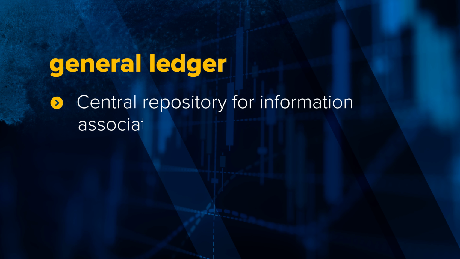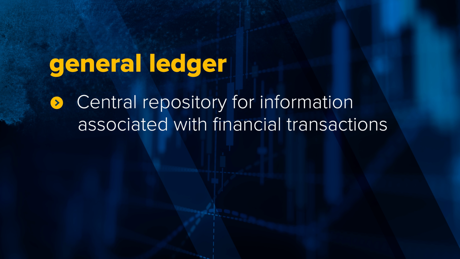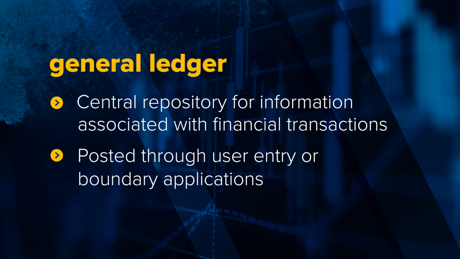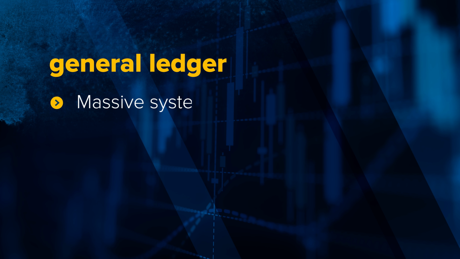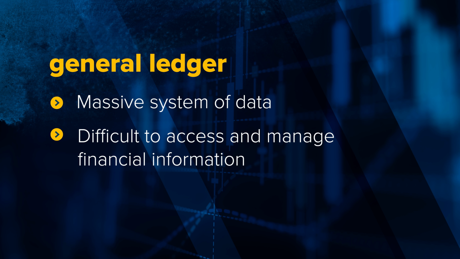In our current system, the General Ledger serves as a central repository for all detailed information associated with the financial transactions at UC Davis. Transactions are posted to the General Ledger through user direct entry or recorded through integrations from boundary applications such as Aggie Buy, Banner, Concur, and UC Path. Because of this structure, our General Ledger has become a massive system of millions of lines of data from transactional details. Over time, this has made access to information and financial reporting more and more difficult and cumbersome to manage.